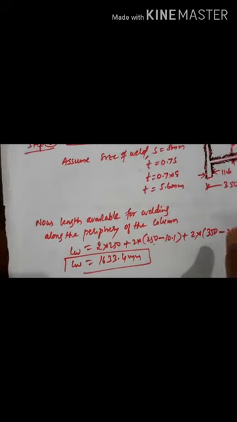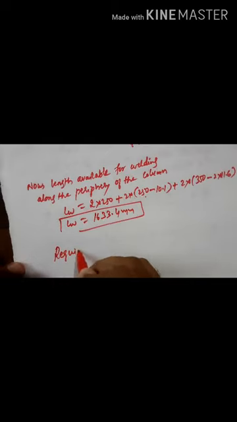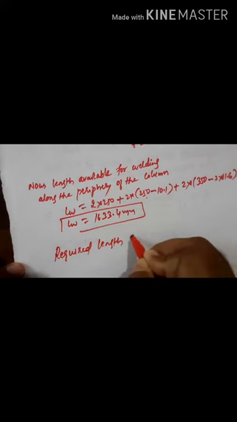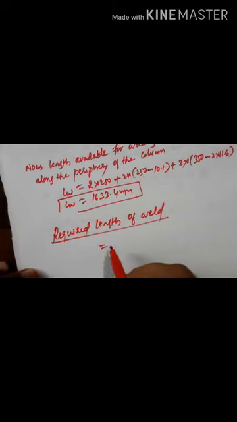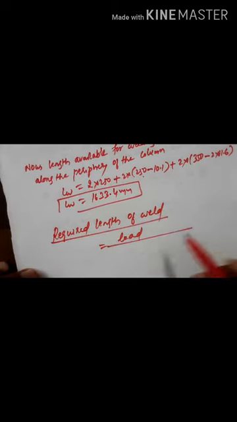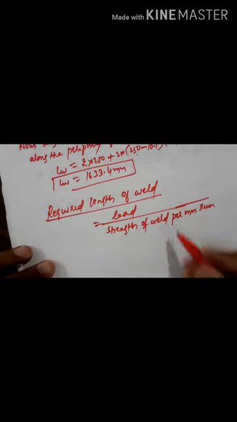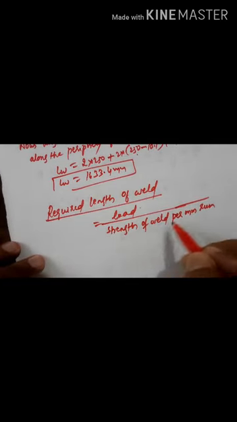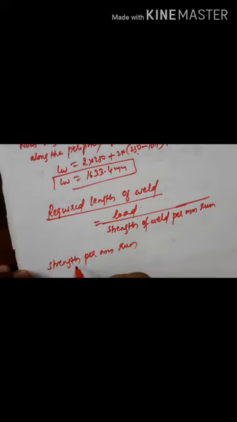Now we have to calculate whether this length is sufficient or not. Now the required length of weld. How much is the length required? The required length of the weld can be calculated as load divided by strength of weld per millimeter run. Whatever the load is coming, we get the required load. Then what is the strength per millimeter run?